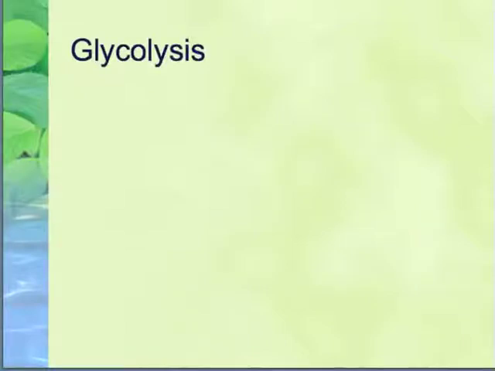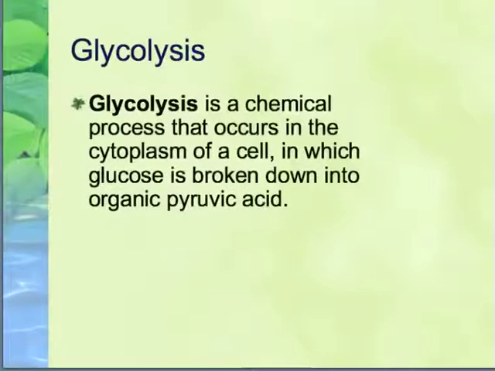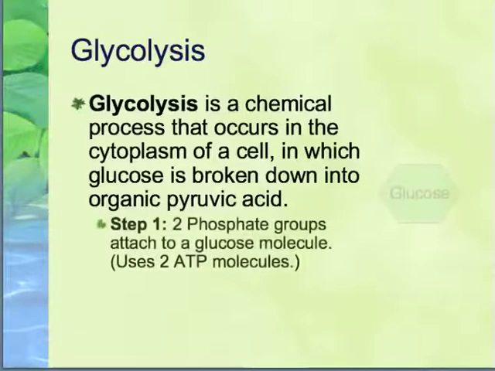All right, moving on to the first step of cellular respiration, glycolysis. Now, glycolysis, if we look at it in terms of what the word means, it makes complete sense. Glyco refers to glucose. Lysis, which we've already learned, means to break down. So glycolysis is a chemical process in which we break down glucose into a substance called pyruvic acid.